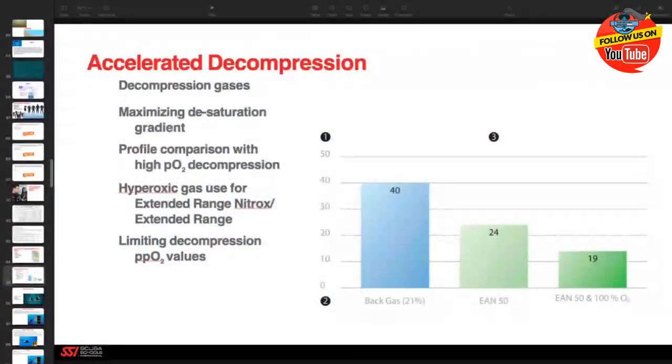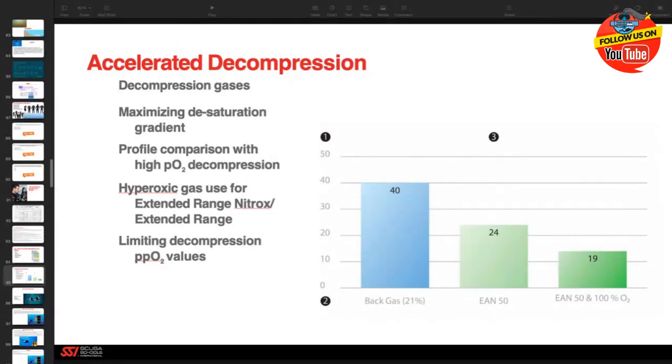So a couple of key factors for you. One of the things we kind of briefly talked about a little bit yesterday is the idea of what accelerated decompression can do for you, running a different gas other than just your back gas, like nitrox, right? So I've got a cool little, and this starts introducing a little bit of kind of decompression theory. One of the ways we can maximize the gradient factor of desaturation is we can use what's called accelerated decompression.